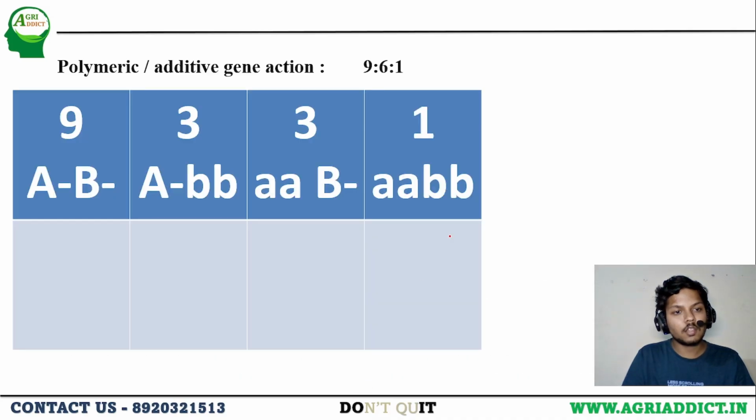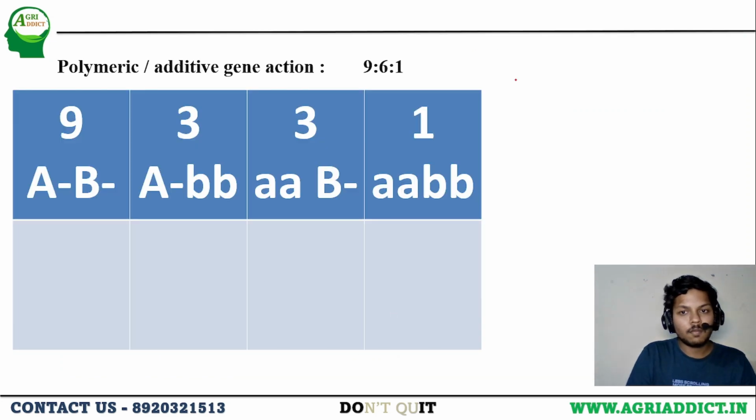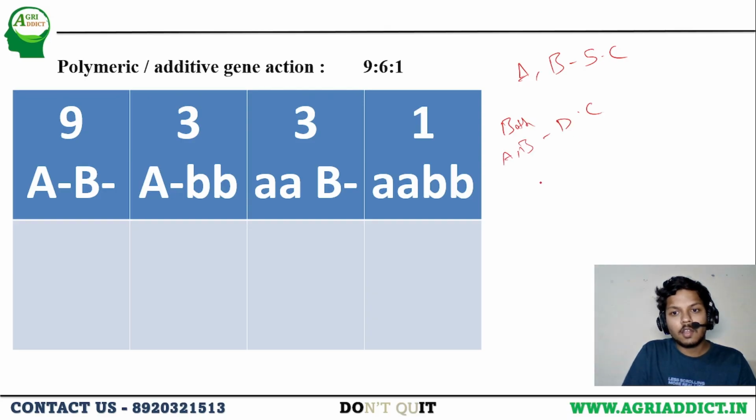And this is the last gene interaction, which is additive gene interaction. Additive gene interaction means both the genes express the same character when they are dominant singly, but when both are in dominant condition, expression will be enhanced. Means A and B, the same character will be produced. But when both A and B are in dominant condition, expression will be enhanced.